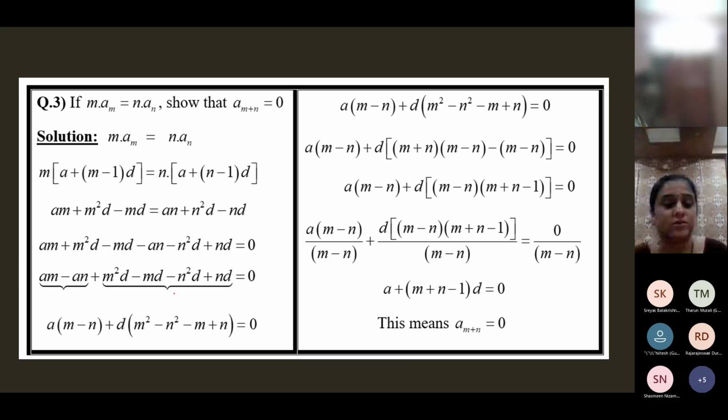Well, if you go correct this one, here you can write this as m square minus m minus n square plus n. And then in the next step, you can arrange the terms.